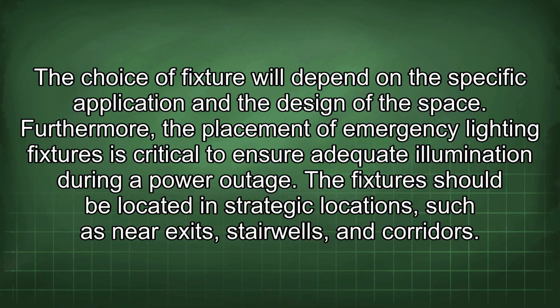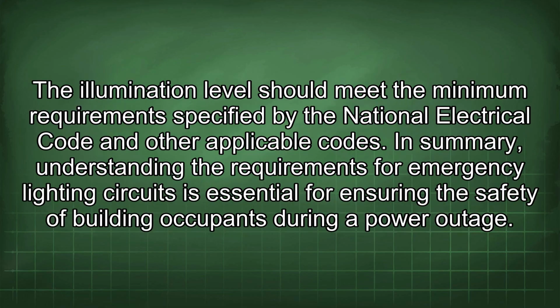Furthermore, the placement of emergency lighting fixtures is critical to ensure adequate illumination during a power outage. The fixtures should be located in strategic locations, such as near exits, stairwells, and corridors. The illumination level should meet the minimum requirements specified by the National Electrical Code and other applicable codes.